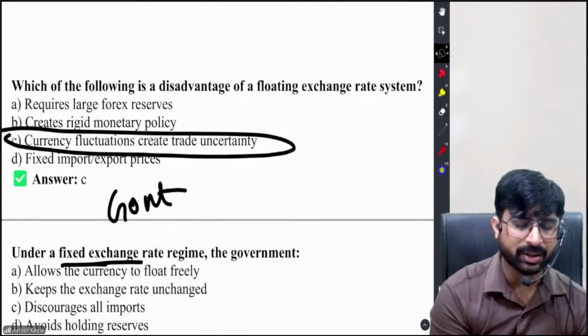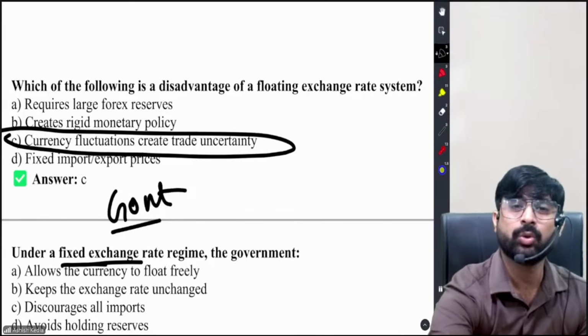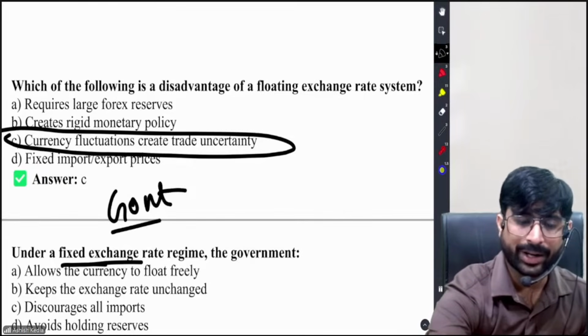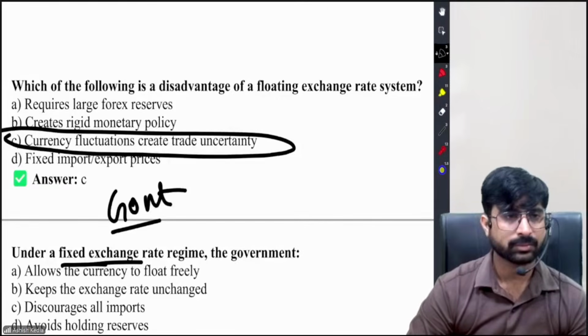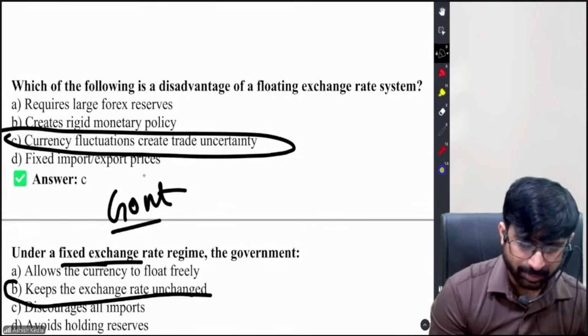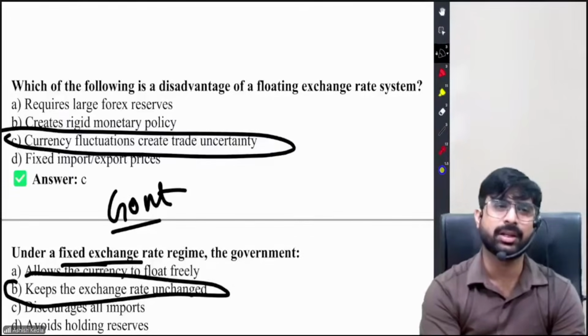Who participates here? Government. The goal is to avoid wide fluctuations in the exchange rate. So the government keeps the exchange rate unchanged.